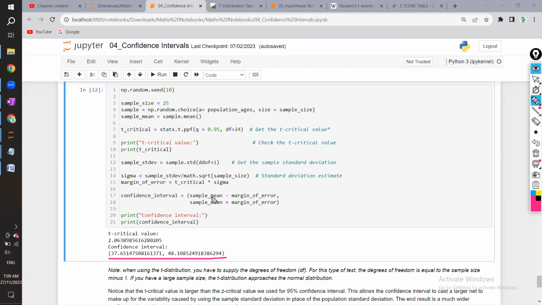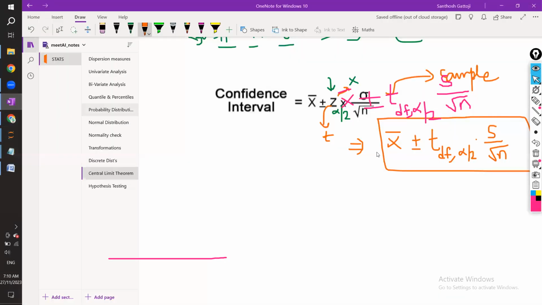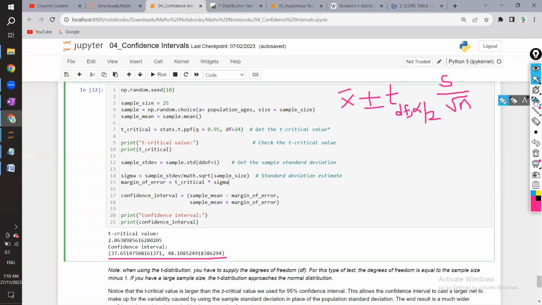So these are nothing but the same thing, guys. x bar plus or minus, what was the formula? T at degrees of freedom, comma, alpha by 2, and here the sample standard deviation by square root of n. Is this the formula which we have studied? x plus or minus t df alpha by 2 into s by square root of n. The same thing is happening over here. So if you see here, x bar is what? Sample mean.